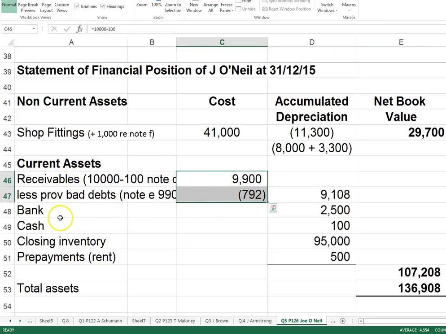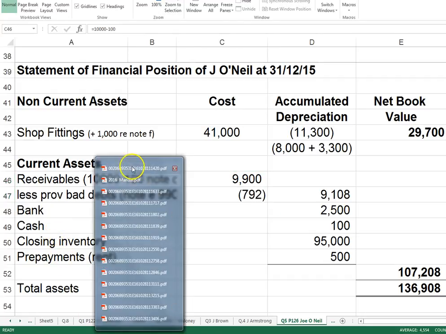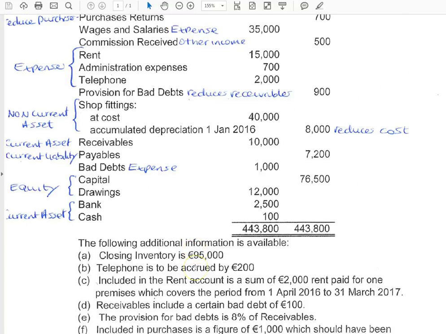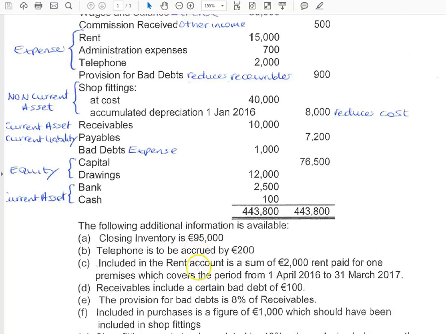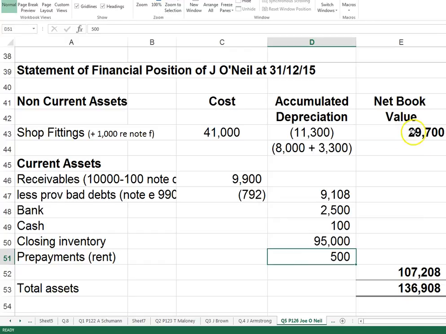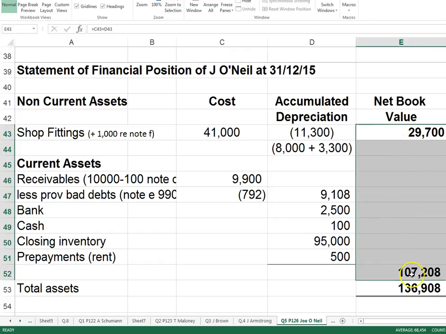The other current assets were bank and cash. Here's the bank and cash, 2, 5 and 1, so you just pick them from the trial balance. Closing inventory is another current asset, and anything prepaid, rent prepaid of 500, which we already worked out. So that's where those figures came from. Add your 2 assets together, your non-current and your current, to get total assets.